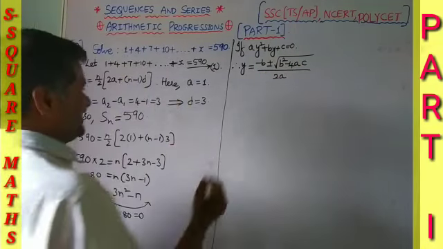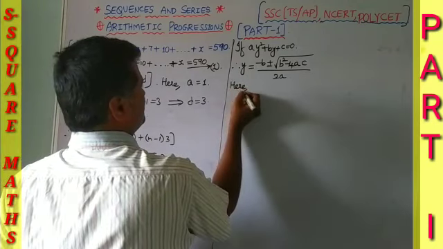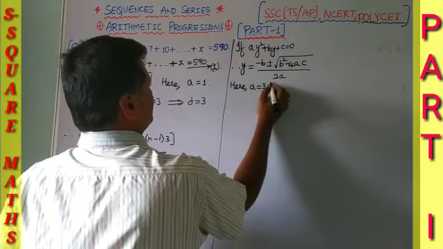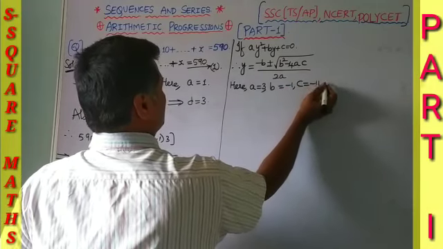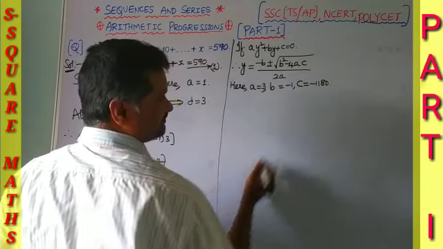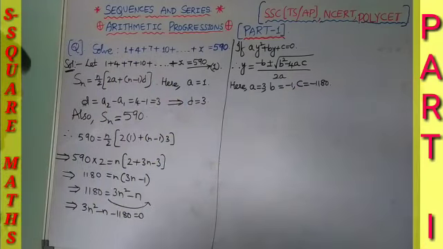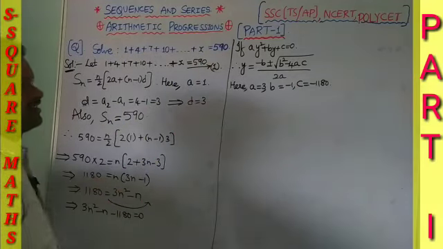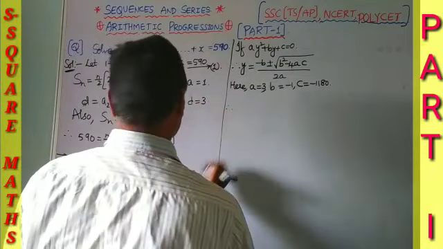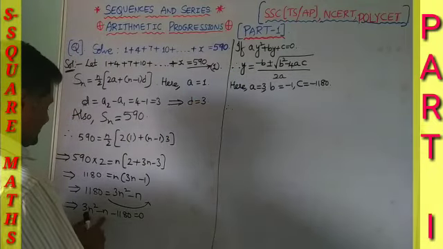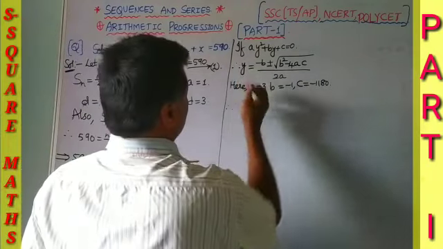So picking up the ABC values, here a is equal to 3, b is equal to minus 1, and c is equal to minus 1180. Okay, substituting all the values of a, b, c in the equation. Since it is a quadratic equation in the variable n, in the place of y I should write n.